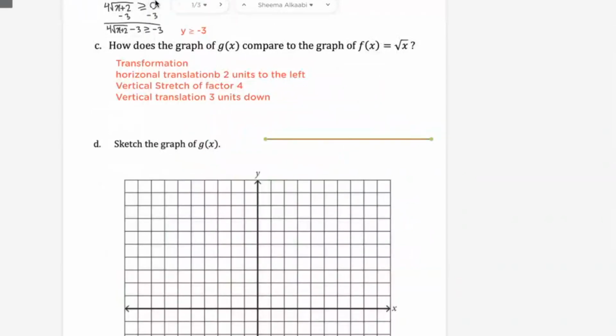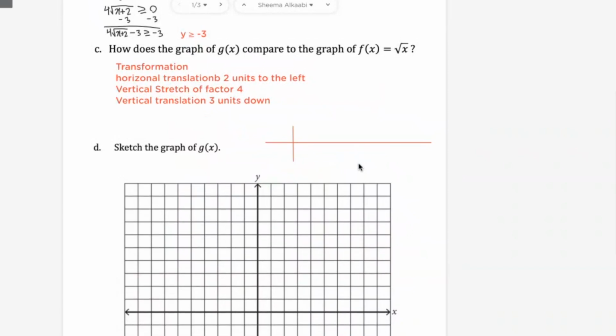Let me put the red color. Your 3 points are enough, okay? In the exam, if you plot 3 points and join them, you are fine. However, you need to know how to choose your points.